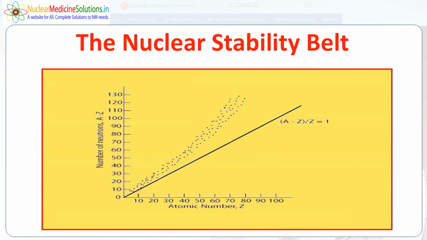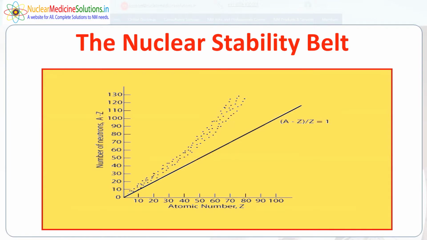Since the last few slides, we are talking about nuclear stability. What is nuclear stability? There is a neutron by proton ratio. What is neutron by proton? It means in the nucleus, there are neutrons and there are protons. If the neutron by proton ratio is 1, it means the isotope is stable. But when there is a change in the neutron by proton ratio, then it means the nucleus is unstable.